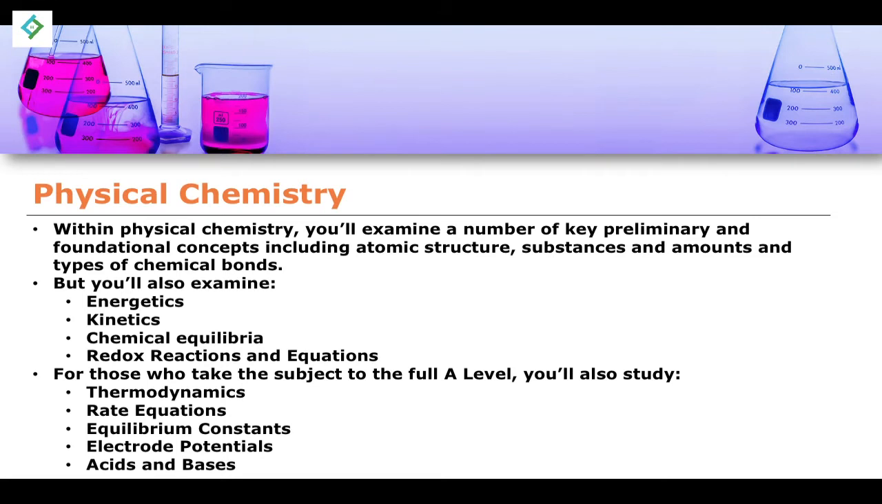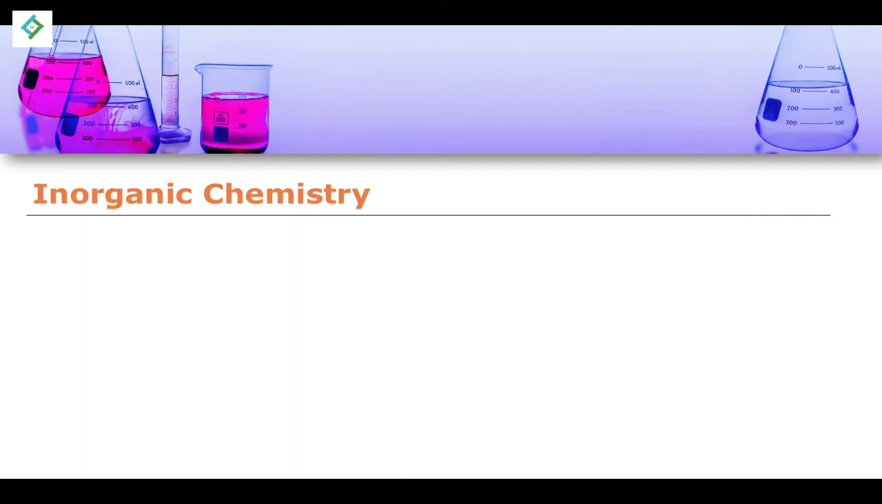So if you are studying just the AS level, you will talk about atomic structure, substances, amounts of a substance, chemical bonds, energetics, kinetics, chemical equilibria, and redox reactions. And then those who take the additional year to do the full A-level will also add to this roster of knowledge. You would also talk about thermodynamics, rate equations, equilibrium constants, electrode potentials, and acids and bases. So that's physical chemistry.